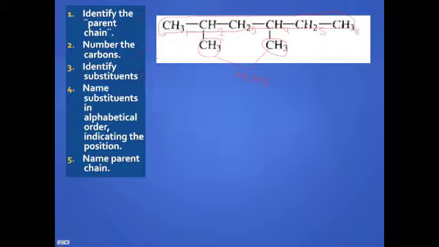Therefore, we will name them. We have just methyl, so we will name it first. We have methyl on position number 4 and on position number 2. We will write 2,4-dimethyl, and since we have 6 carbon atoms, we will put hex, and our suffix is "-ane".